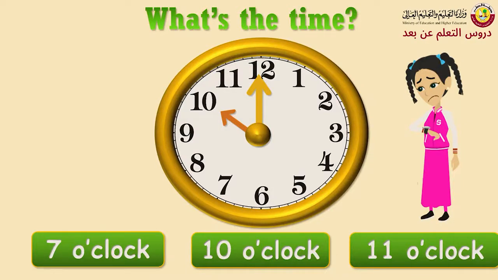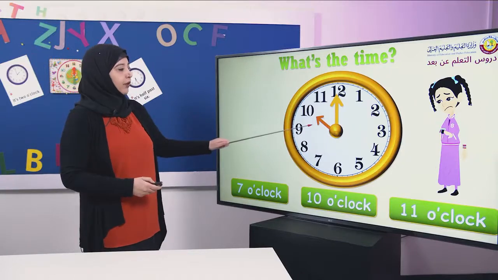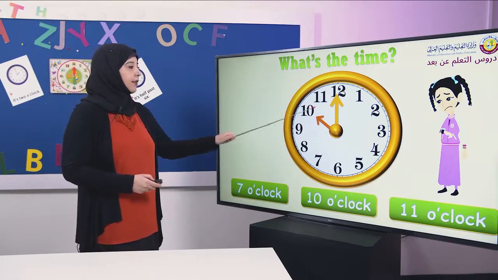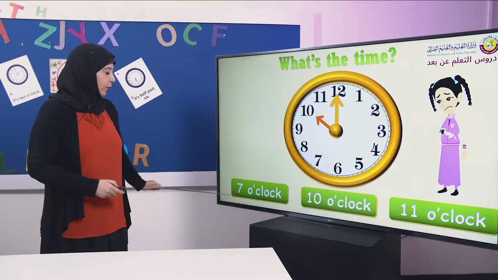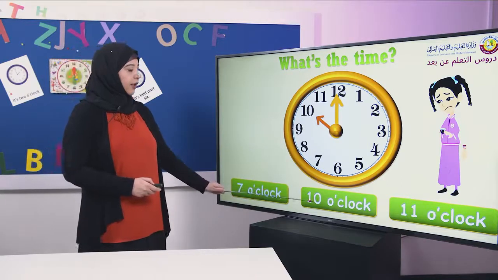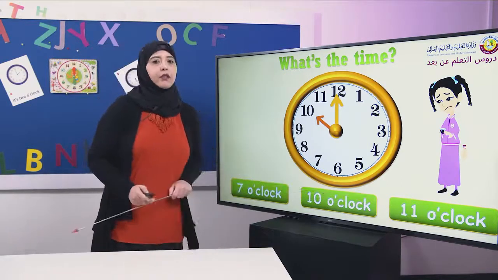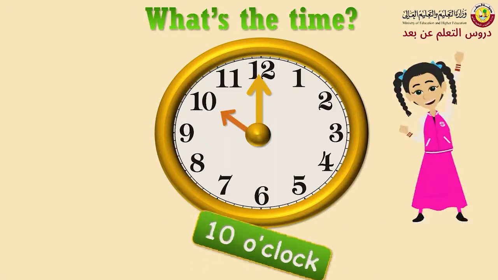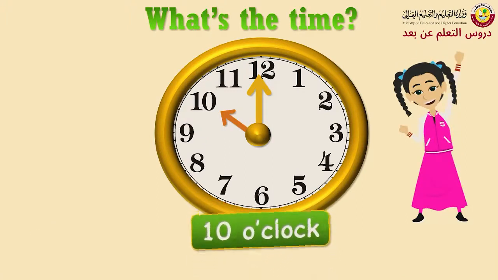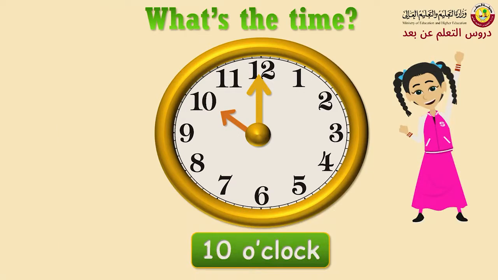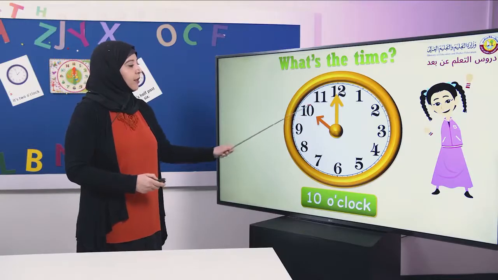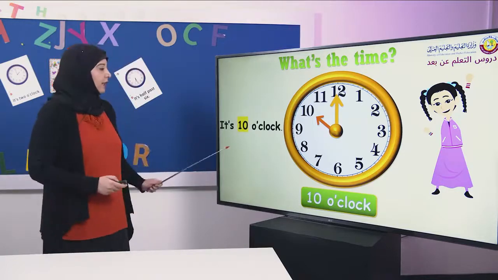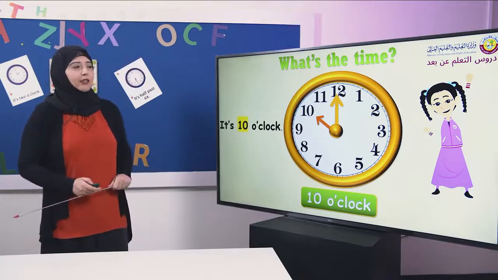Let's help our friend Sarah. She's asking about the time. What's the time? Look at the short hand. What's this number? We have here 7 o'clock, 10 o'clock, or 11 o'clock. Let's think. It's 10 o'clock. Look here. This is the number 10. It's 10 o'clock.